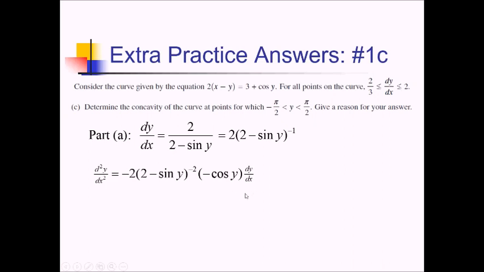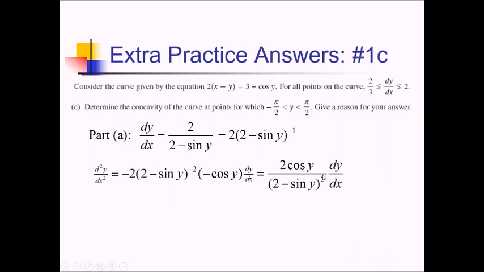All right. So I'm going to simplify and clean this thing up a little before I try to analyze what the concavity is based off of this. So let's see here. We've got a numerator and a denominator. In the numerator, a negative and a negative cancel, so just 2 cosine of y. In the denominator, we're going to have 2 minus sine of y quantity squared. And all of this is getting multiplied by dy over dx, which I guess you could put in the numerator if you wanted to, but you don't have to.